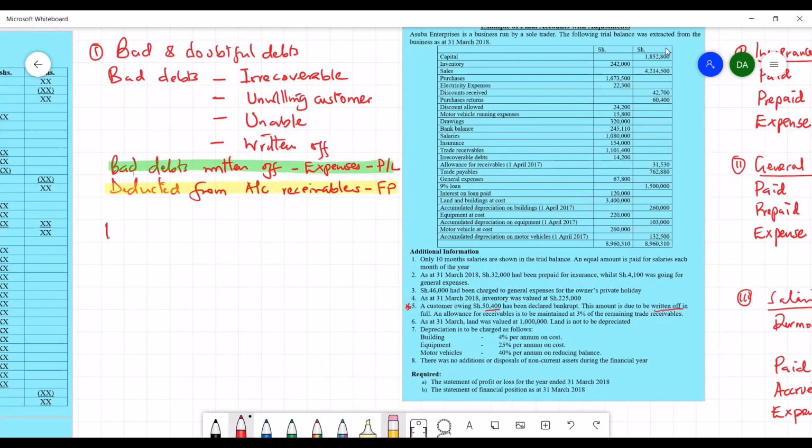This is followed by doubtful debt. Doubtful debts are debts which may become bad. In a situation where the organization is of the opinion that some debts may become bad in future, a provision is made for them. A provision is made to recognize the fact that some debts may become bad. So the provision for bad debts, also known as allowance for bad debts, is made.